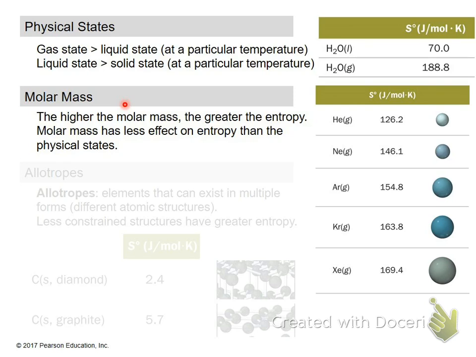All right, the next one is molar mass. So the higher the molar mass, the greater the entropy. And molar mass has less effect on entropy than the physical states. An example here is group 8 elements, the noble gases, from helium all the way down to xenon. The value for helium is 126 joules per mole Kelvin, but for xenon, which is a lot heavier, it's 169.4. This is due to the number of subatomic particles. Xenon has a lot more protons and electrons compared to helium, which only contains 2 protons and 2 electrons.